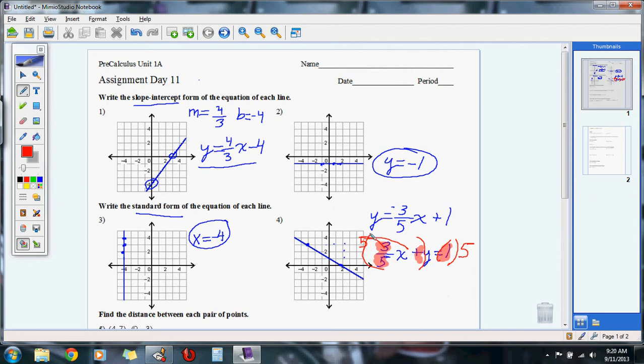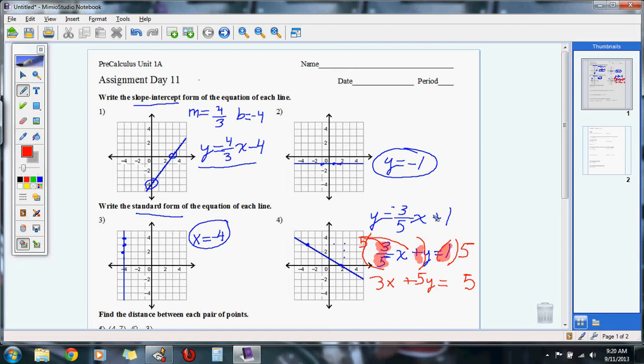Have patience with us, please. All right, so these 5's cancel here, so you're going to have just 3x. Then going through to the y, we'll have 3x plus 5y. And then on the right side, we will have 5.